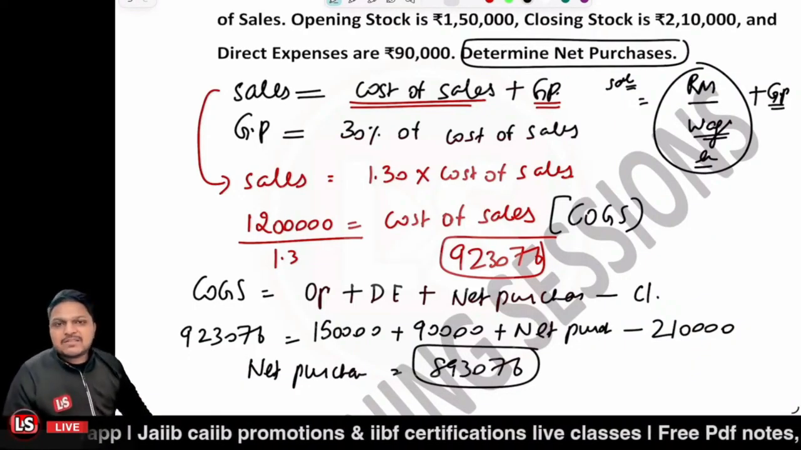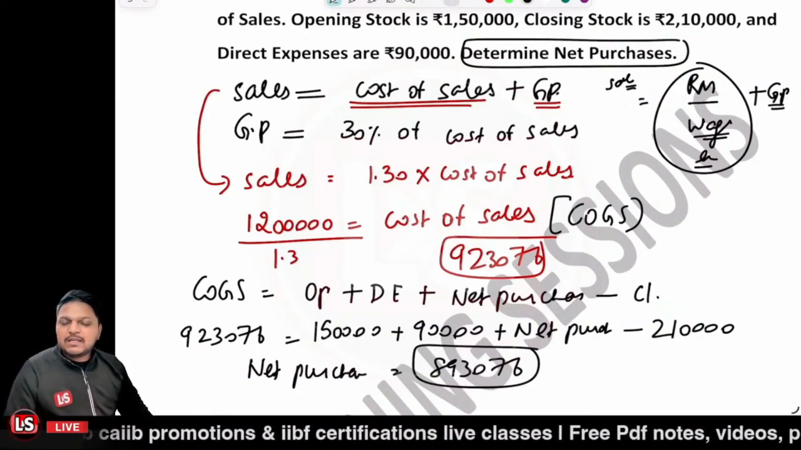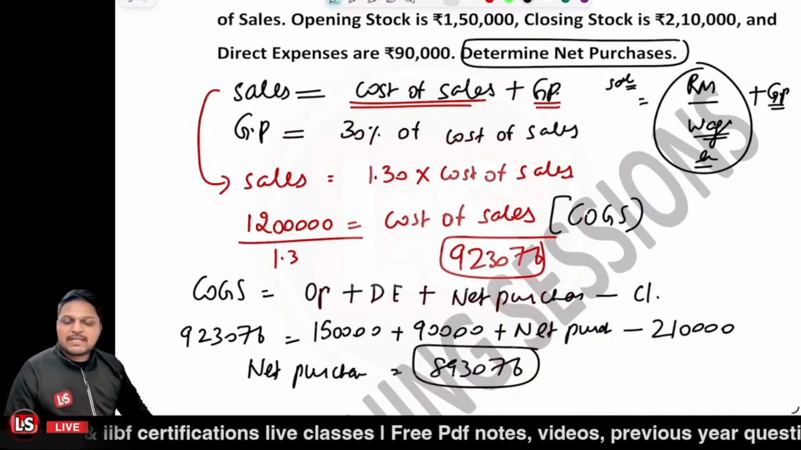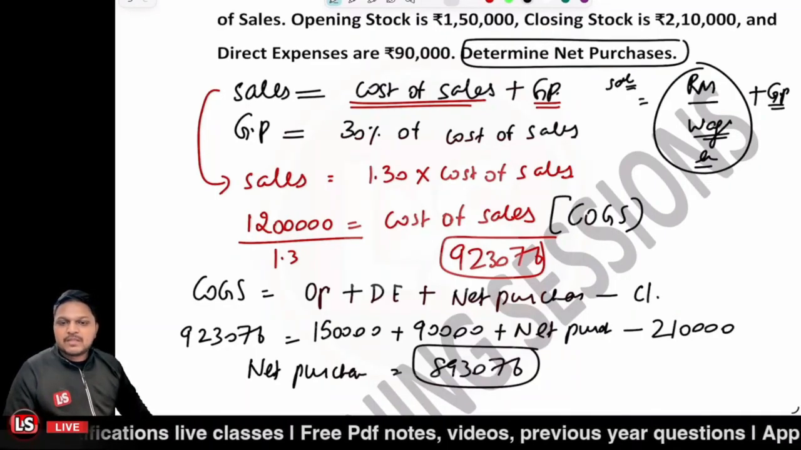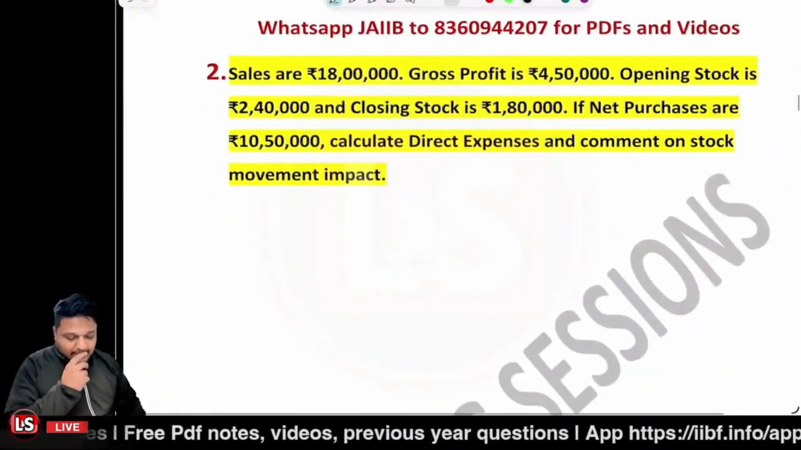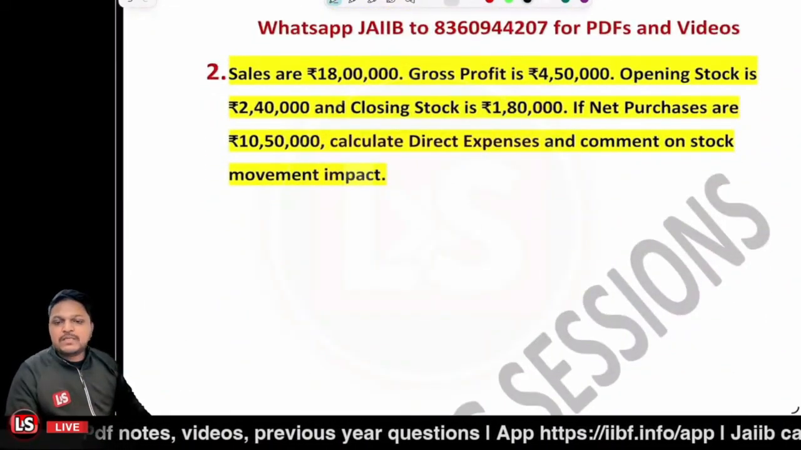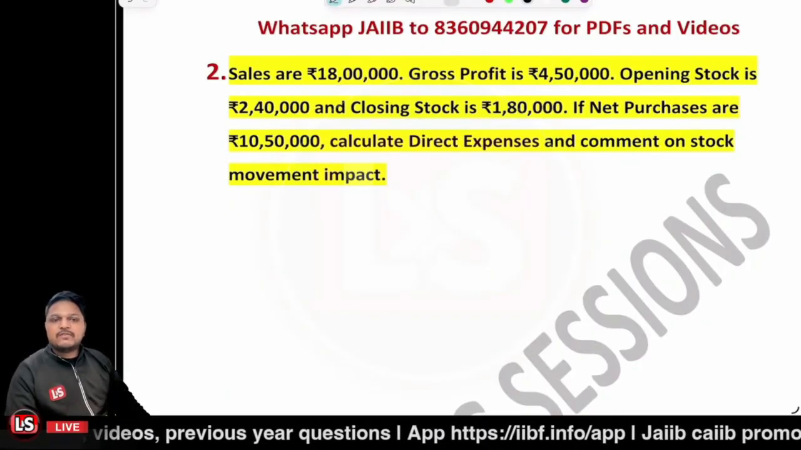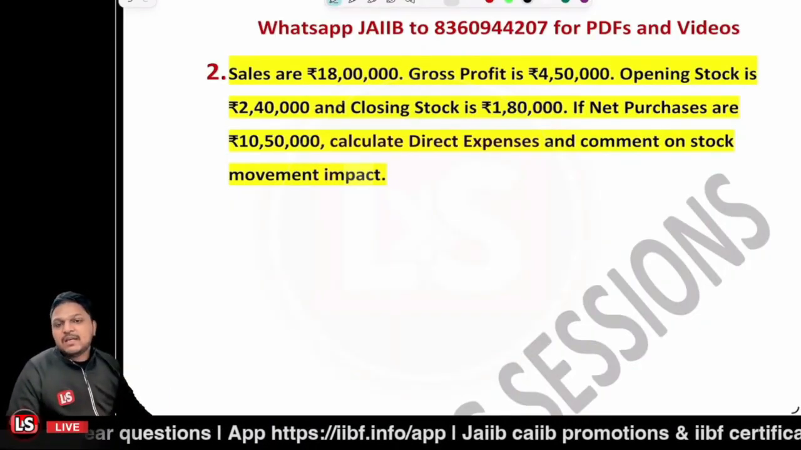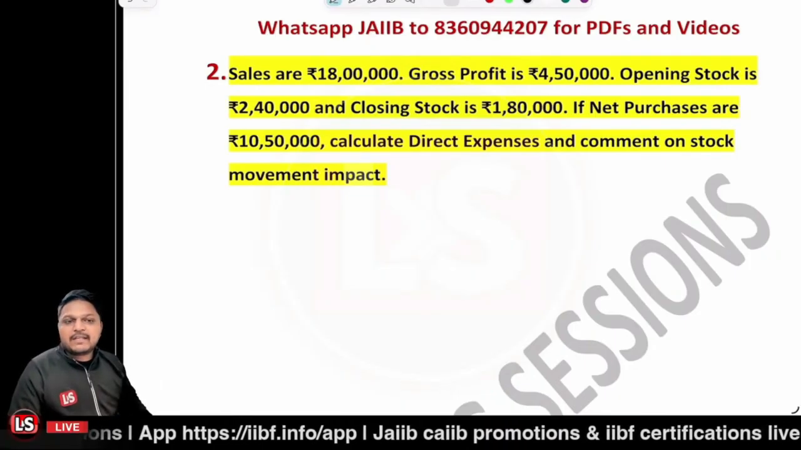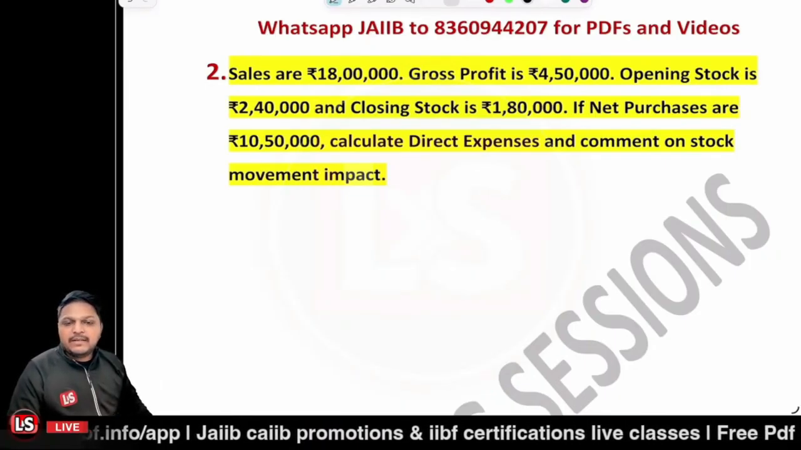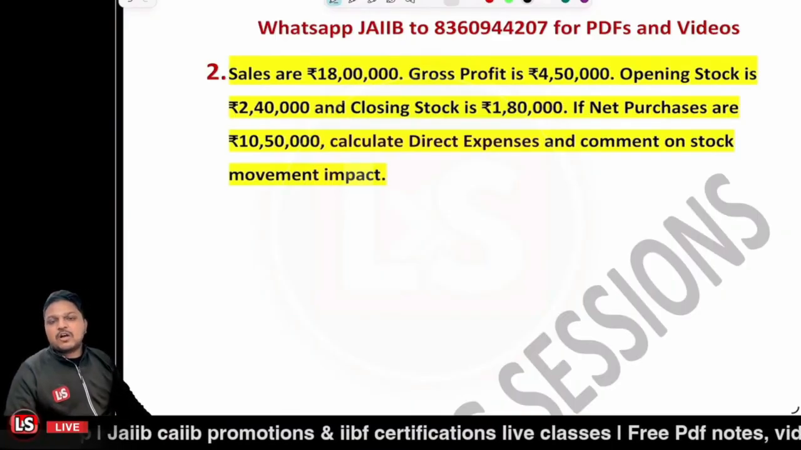You can be asked such types of numericals in the exam. Now let's move toward the second question. Sales are given to be 18 lakh rupees. Gross profit is given, opening stock is given, closing stock is given. If net purchases are 10,50,000, calculate the direct expenses and comment on stock movement impact.